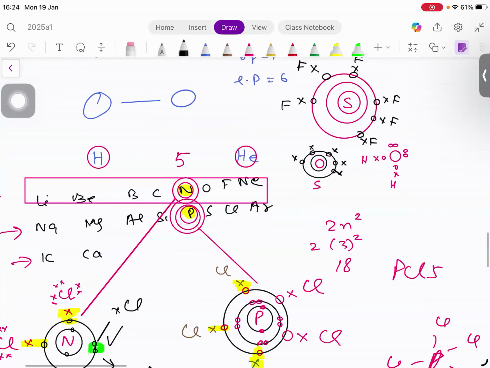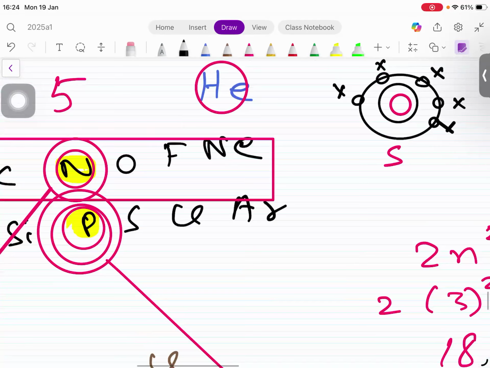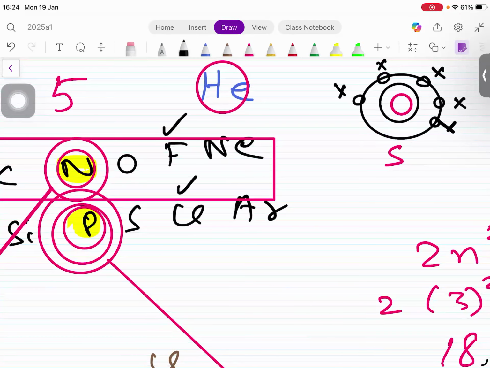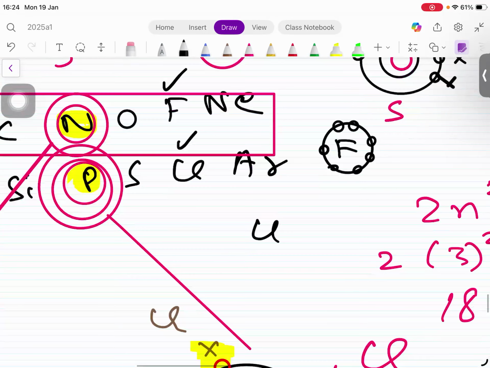If I take fluorine and chlorine, what do you think about this? Fluorine's outer shell has 7 electrons. 1, 2, 3, 4, 5, 6, 7. What do you think? Can it make 7 times 2, 14? Why not? But on the other hand, chlorine can. On the other hand, bromine can. Even iodine can.